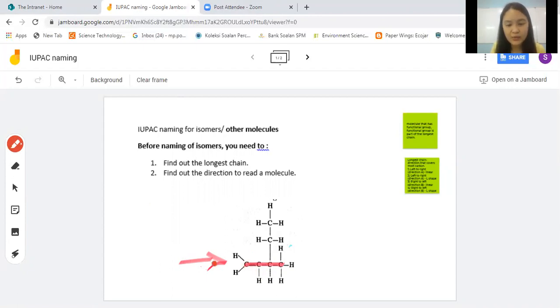Next, I can also read from direction A. If I go L shape, how does it look like? If I go for L shape, I managed to cover 1, 2, 3, 4, 5 carbon, and my functional group starts at position 1.